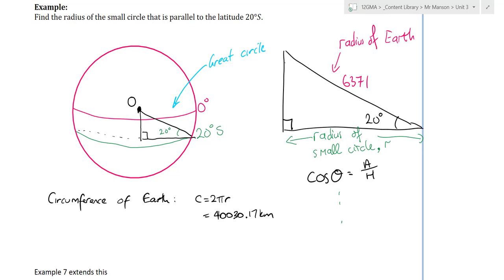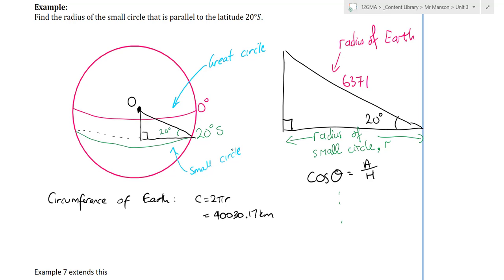If you wanted to find the radius of a small circle, you can find that using trigonometry, as in this case. Now, this is a simple small circle. It's one that's just outlined at the latitude of 20 degrees south. But you can have small circles that are more around the globe rather than just flat small circles. Either way, we can use trigonometry to find how far away they are from a large or great circle.